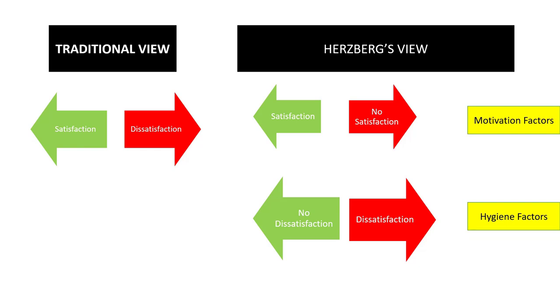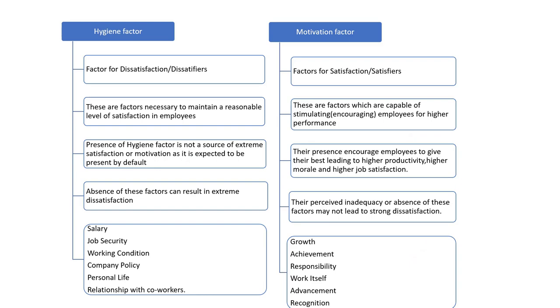Now let's understand what Herzberg meant by hygiene factors and motivation factors. As per Herzberg, hygiene factors are also called dissatisfiers because these are the factors which are responsible for increasing or decreasing the level of dissatisfaction of an employee. Before going into the theoretical part of hygiene factors, let's understand this with the help of an example so that our concept is clarified a bit.